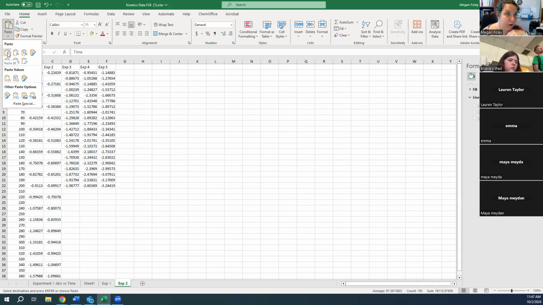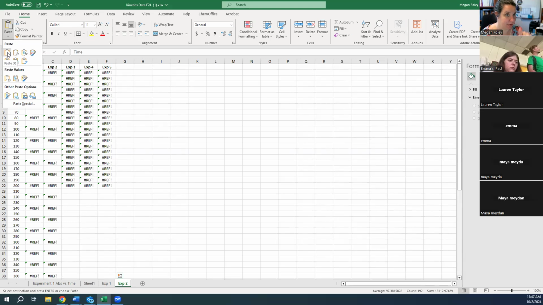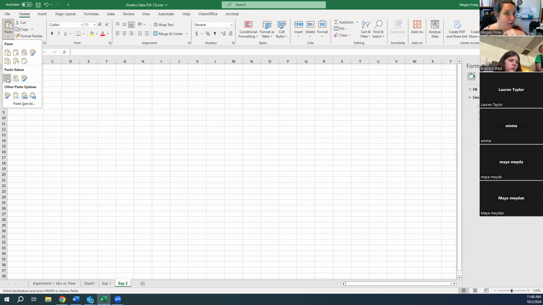If you just press paste, you'll get a bunch of references. So see how it all says REF? Instead, we want to make sure that we are pasting values.